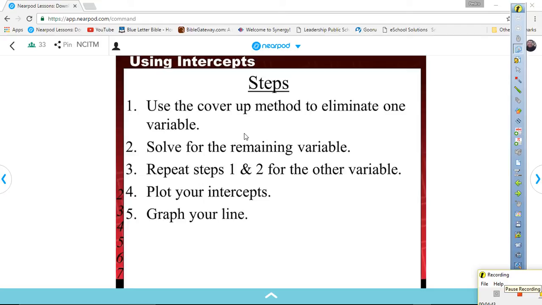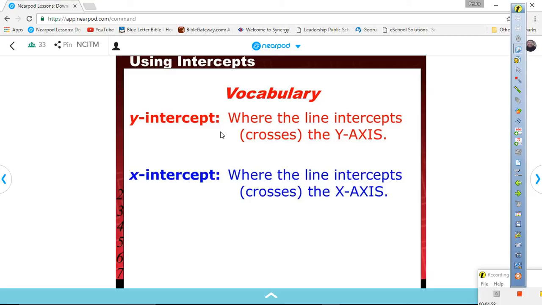However, I do want us to identify the X and Y intercepts, what they are. Here's the definition. Write these down, please. If you have your colored pens, use those. A Y-intercept is where the line intercepts or crosses the Y-axis. The X-intercept is where the line intercepts or crosses the X-axis. Write that down, please.